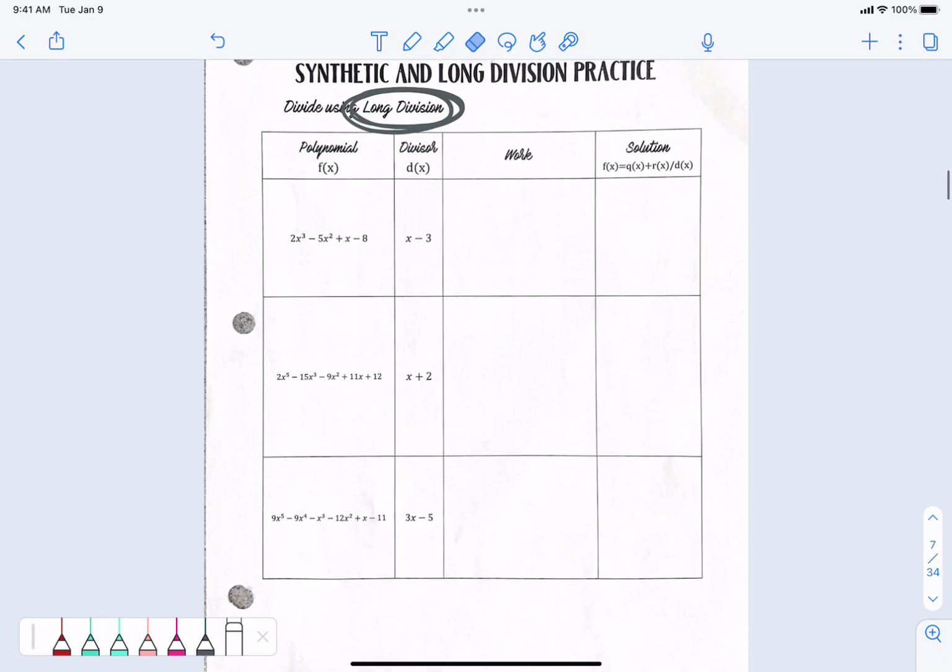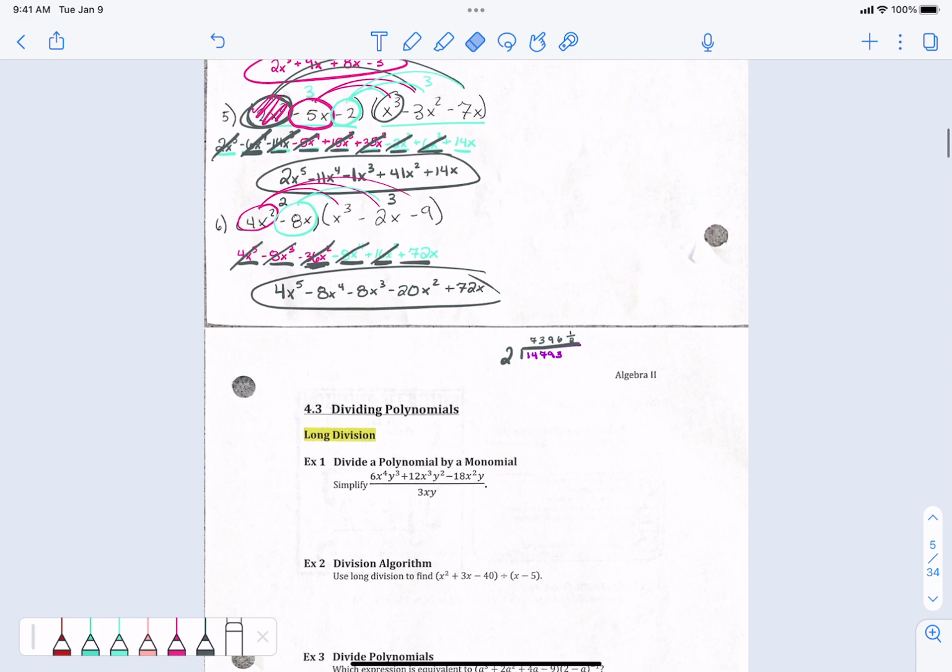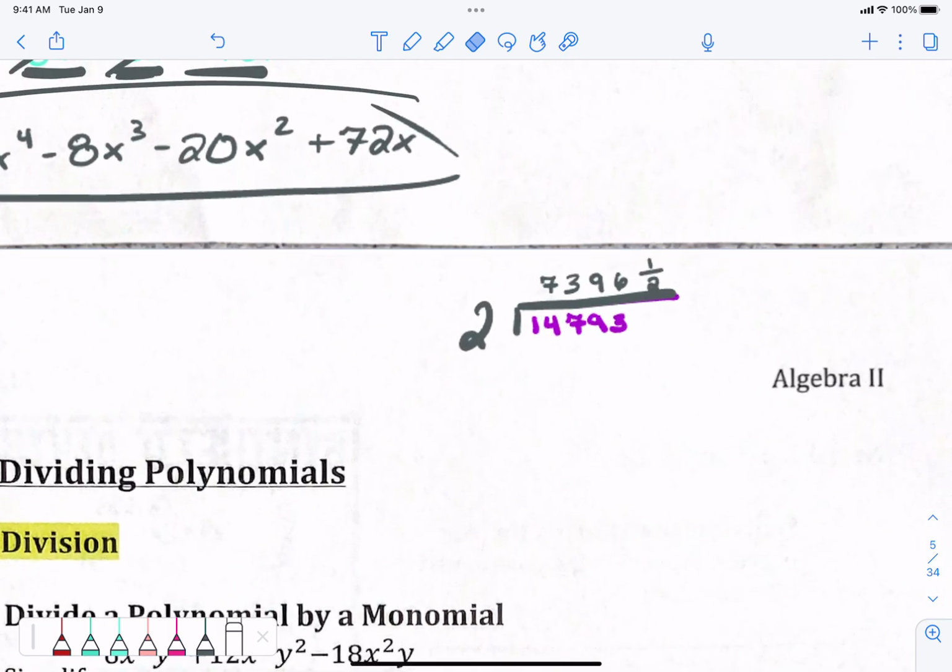All right, so long division. I need your full and undivided attention for the next 15 minutes, and then you're going to be golden. You're going to understand how this works.